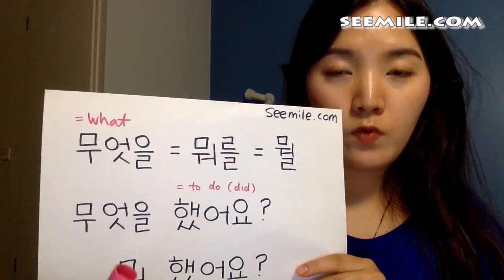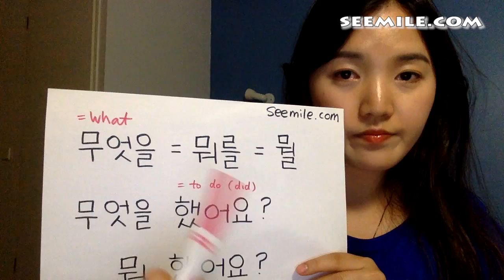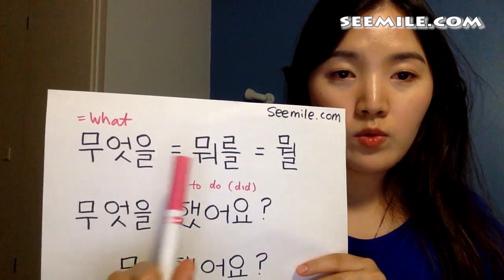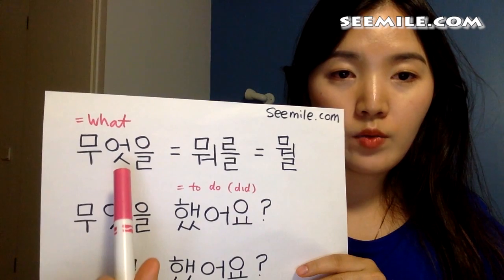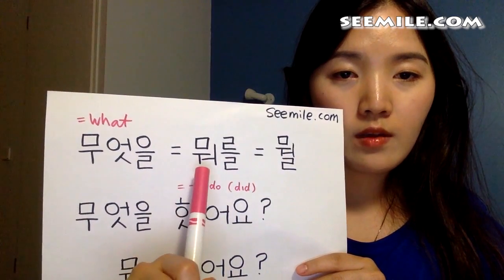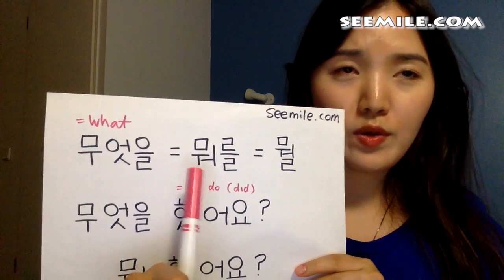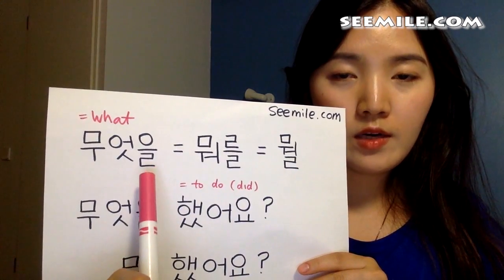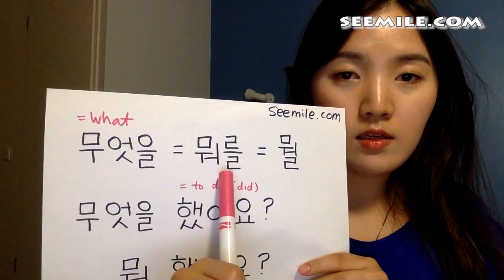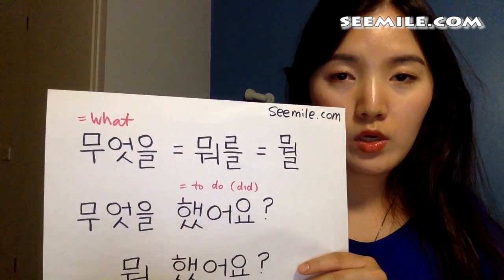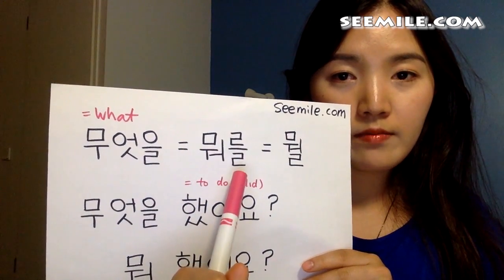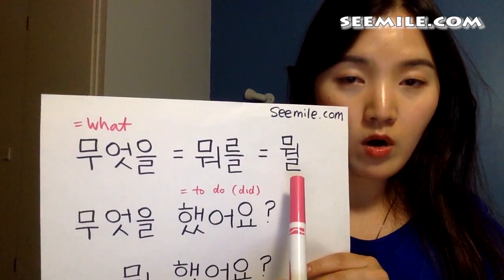And 뭐 is a contracted form of 무엇. 무엇, 뭐, all the same. And you see, 을 and 를 are object particles. 을 comes after a letter with a consonant, a 받침, like 시옷 here. And 를 follows a letter without a consonant, no 받침. So here comes 을 because of the 시옷, the second consonant here. And 를 comes after 뭐 because it has no consonant. And again, 뭐를 can be contracted to 뭘.